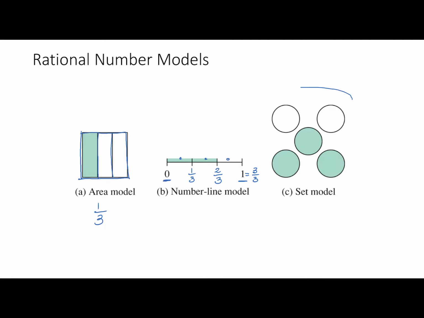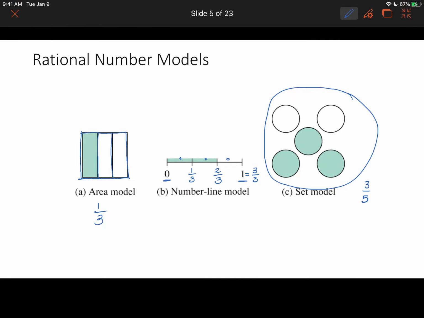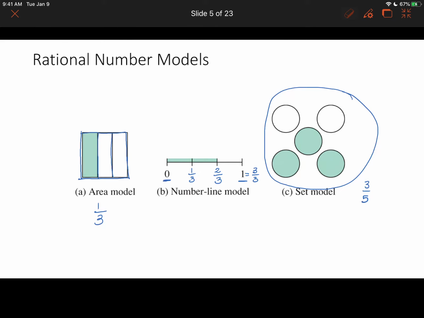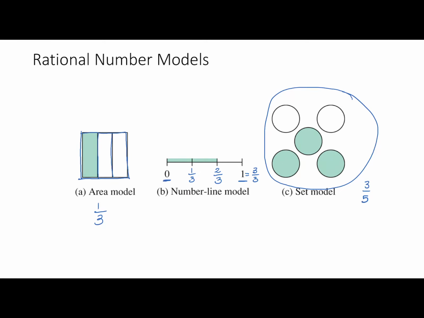In the set model, it will help if you put a big circle around your set here. But here, my set is the set of all 5 of these pieces, and I've shaded 3 out of the 5 pieces. So this represents the fraction 3/5. All 3 of these are ways that you can represent fractions with your students, and you want to be comfortable with all of these representations.